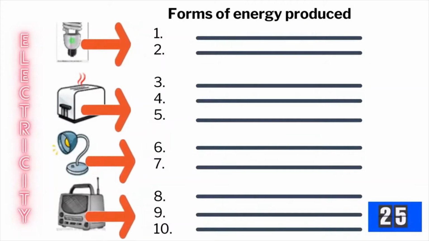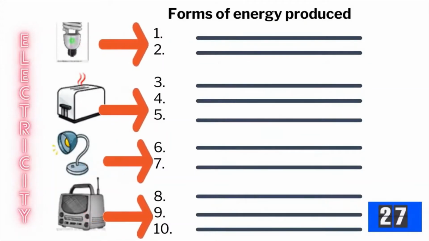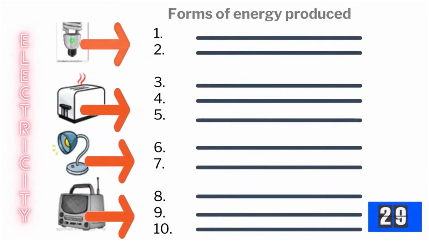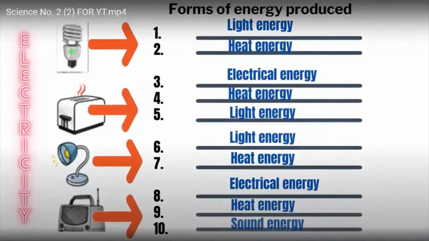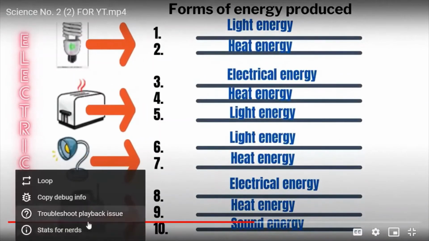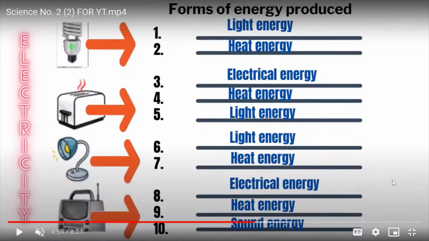Now we're going to answer this right away. Wow, and these are the answers. First, light energy. Second, heat energy. These are the energy being produced from a light bulb.